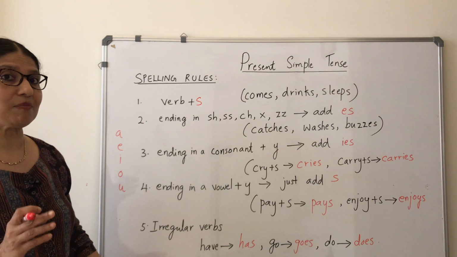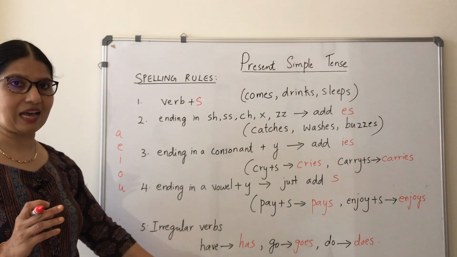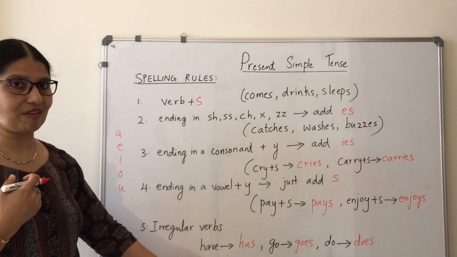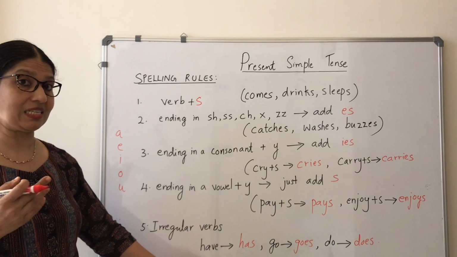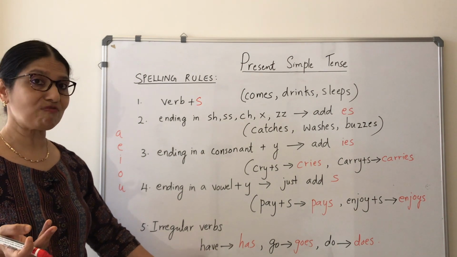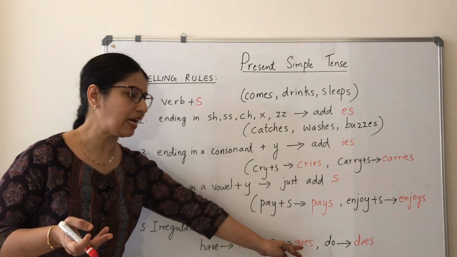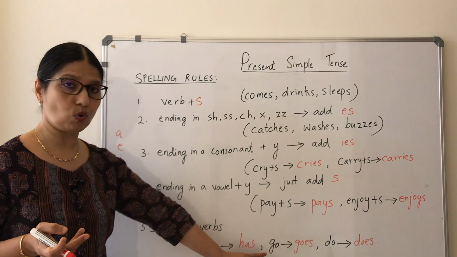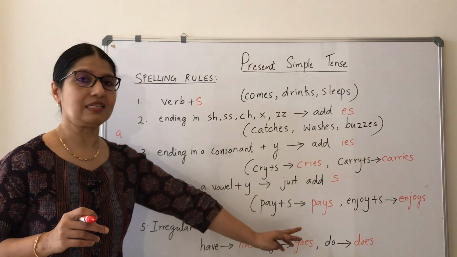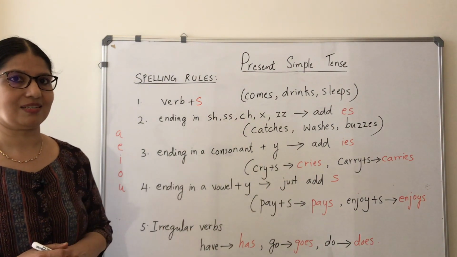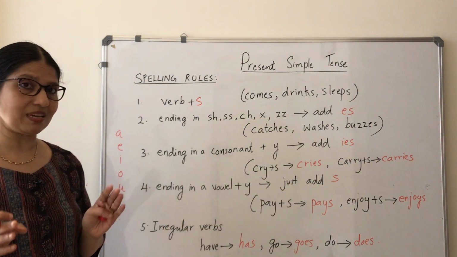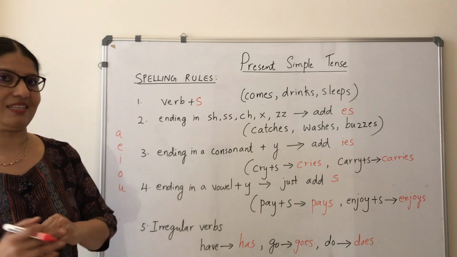And also we have some irregular verbs like have. So you say, I have a brother, but she has. So have becomes has, go becomes goes. You just have to add ES there. It ends in an O, but we have to add ES. And do becomes does. We also have the verb be, but we will keep it for another lesson.